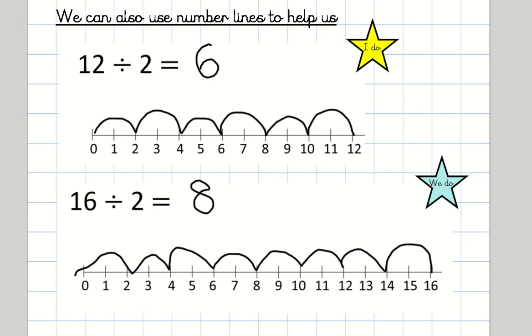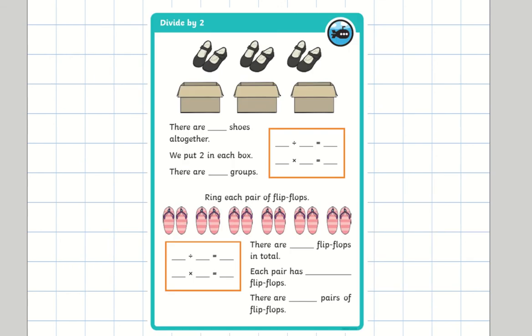The last thing we're going to look at this morning is this here, and we're just going to fill in some of the missing numbers. Again, you could pause it and have a go at doing it yourself before I reveal the answers. It says, there are how many shoes altogether? We've got 1, 2, 3, 4, 5, 6.